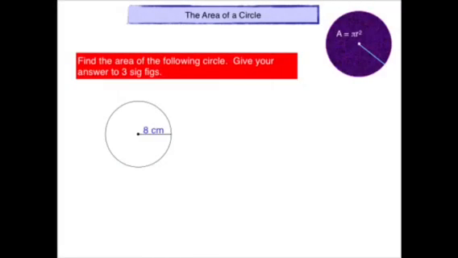So in this example, we're asked to find the area of this circle. Now, you need to be careful. What do we know about this circle? Well, you can see that from the center to the edge, the radius is 8 centimeters. So I know the radius is 8. So I write down my formula, A equals pi r squared. And then we fill it in. A is equal to pi times 8 squared.